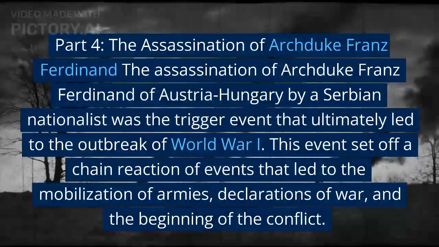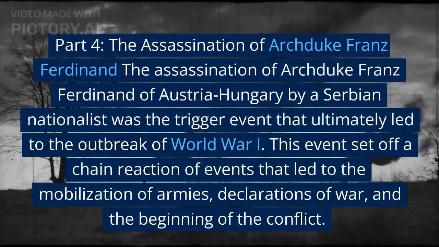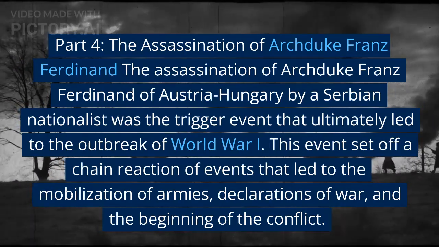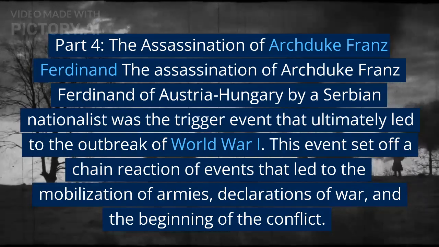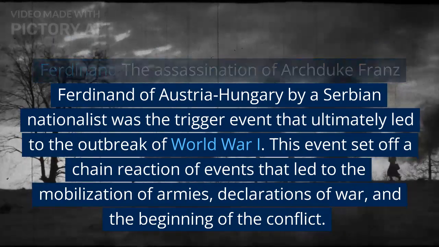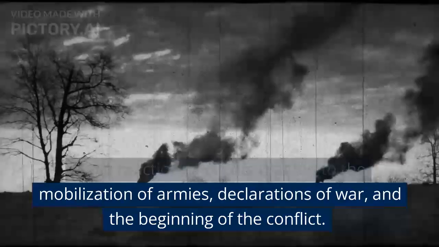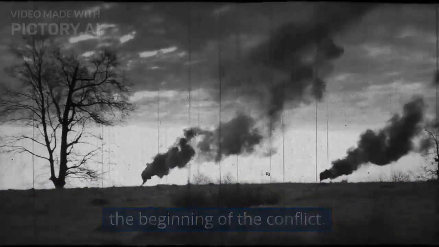Part 4. The assassination of Archduke Franz Ferdinand. The assassination of Archduke Franz Ferdinand of Austria-Hungary by a Serbian nationalist was the trigger event that ultimately led to the outbreak of World War I. This event set off a chain reaction of events that led to the mobilization of armies, declarations of war, and the beginning of the conflict.